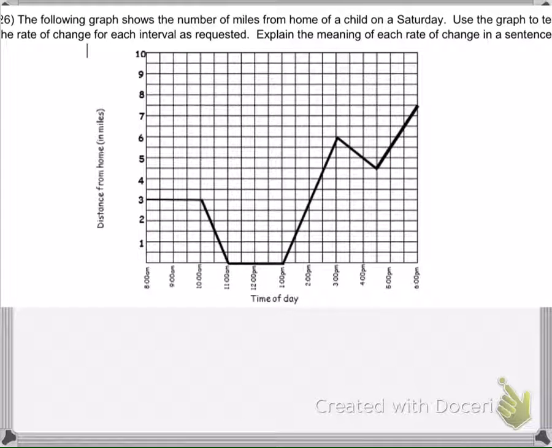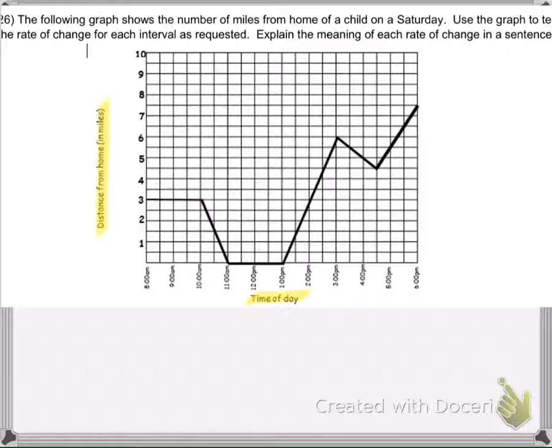The following graph shows the number of miles from home a child is on Saturday. Use the graph to tell the rate of change for each interval as requested. Explain the meaning of the rate of change in a sentence. So as we can see here, here's the time of the day, and here's the distance from home the child is.